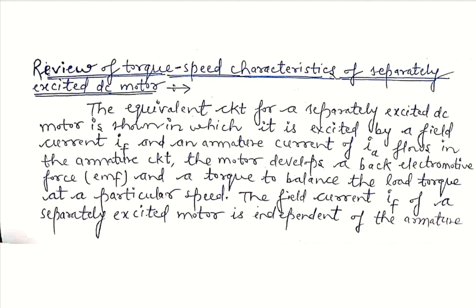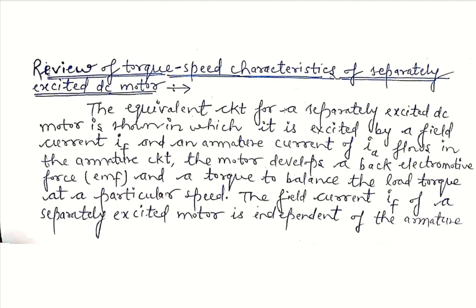If we want to draw speed torque characteristics, we first discuss the equivalent circuit of a separately excited DC motor, and by writing the equations of this equivalent circuit, we will draw the speed torque characteristics. We will then see what changes occur in this characteristic with respect to armature voltage, armature current, etc. So let us start with the topic.